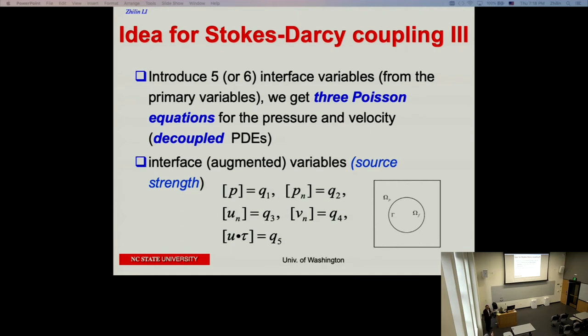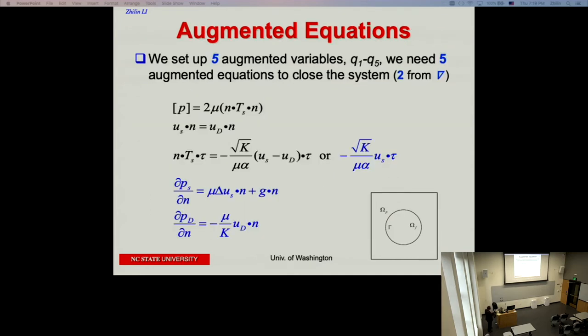So just to be clear, you introduce these augmented variables, these new unknowns that are the jump conditions. Yes. And then what are the constraints that you're imposing that allow you to determine them? Okay, that's the next one. That's an excellent question. And we have five new augmented variables, and usually we have five equations to close the system up, right?